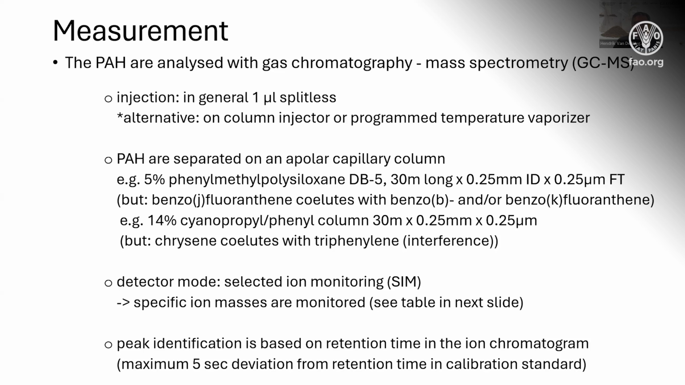The detector, the mass spectrometer, is operated in selected ion monitoring. That means that only selected ions are detected. We don't take the whole mass spectrum of the component, but only very specific ions. I will show the ions in the next slide. And then the peak identification is based on the retention time in the chromatogram. We can maximum deviate 5 seconds from the retention time of the same PAH in the calibration standard.